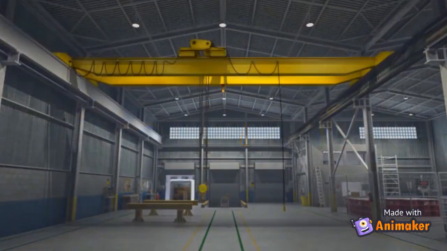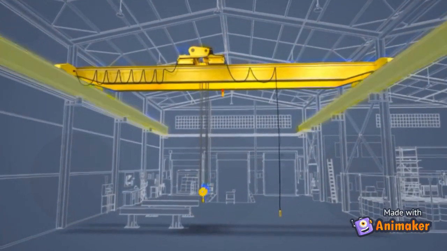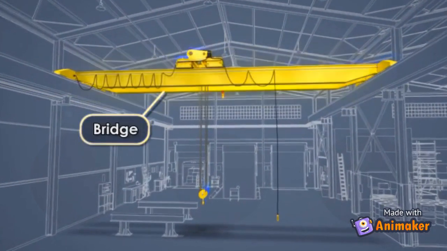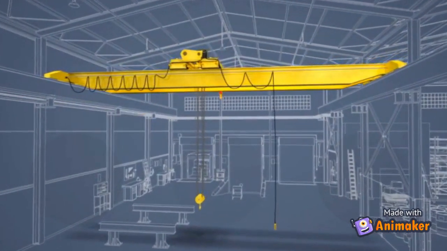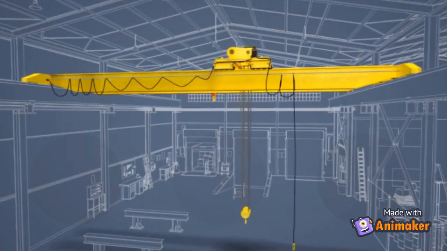Bridge cranes are mounted on parallel rails attached to elevated wall structures. The bridge is a beam that runs between the two rails. A trolley with a hoist mechanism travels back and forth on the bridge.